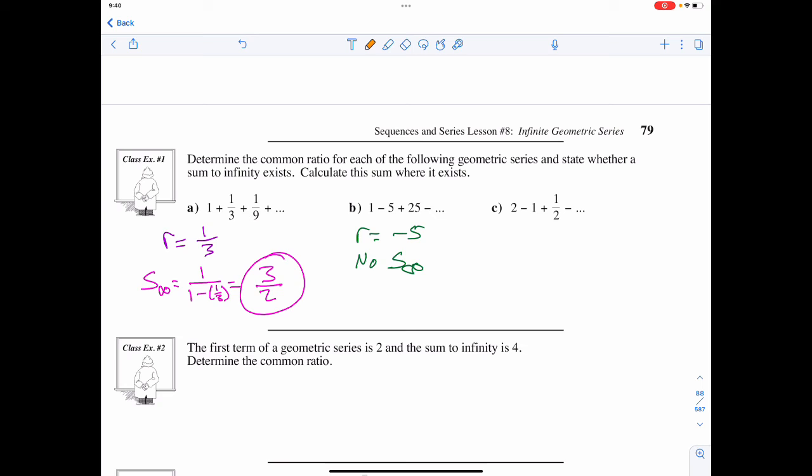For example C, I'm going to take negative 1 and divide it by 2, and I get negative 1/2. That is in between negative 1 and positive 1, so my infinite sum is going to equal my first term, 2, divided by 1 minus negative 1/2. I plug that all into my calculator, and I'm going to get an infinite sum of 4/3.